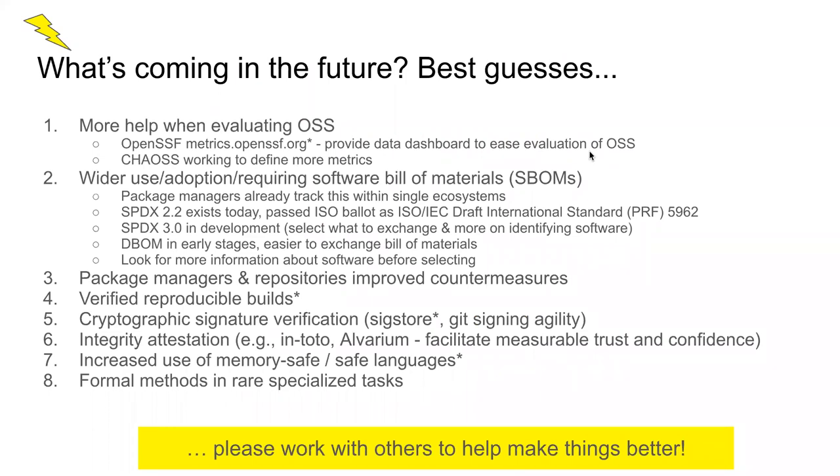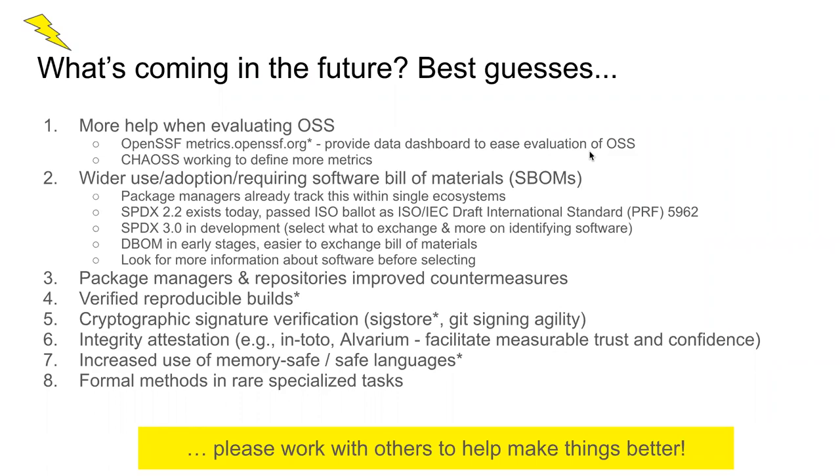Now, what's coming in the future? My crystal ball is a little fuzzy, but here are my best guesses. I think we're going to see more help in evaluating open source software. I'll note that OpenSSF is working on providing a data dashboard, metrics.openssf.org. CHAOSS is working to define more metrics. There are a lot of folks working on making it easier to evaluate open source software so that, hey, if there are three different open source software packages, and you ask which one should I use, you can have better information.